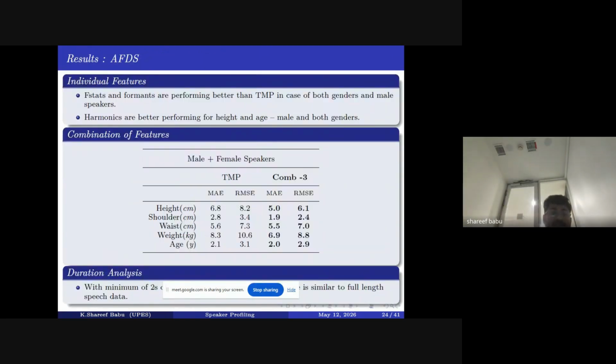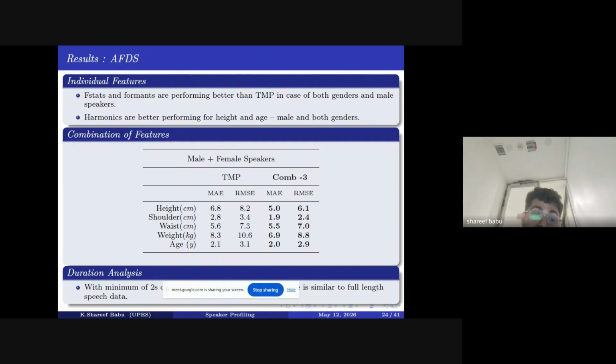So here these are the combination feature observations we found when compared with our target mean predictor. We could see that the combination of three features is much more differentiating from the target mean predictor. It means that what we have tried was not a fluke, but has substantial correlation with the height, weight, shoulder size, and age of a speaker.